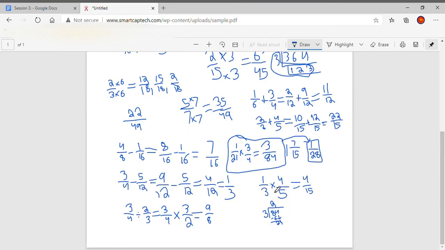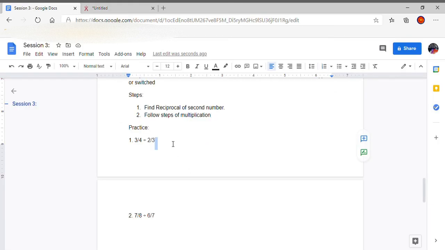Remember how we formed a mixed number over here? Same way, we can do 9 divided by 8. So we can have 8 go into 9 one time. So 1, then 9 minus 8, 1. Denominator stays the same. So it's 1 and 1 over 8. But I'm going to write it here as 9 over 8. Either one is correct.